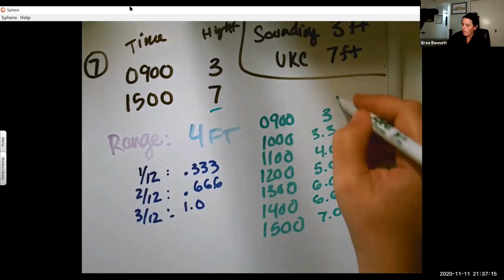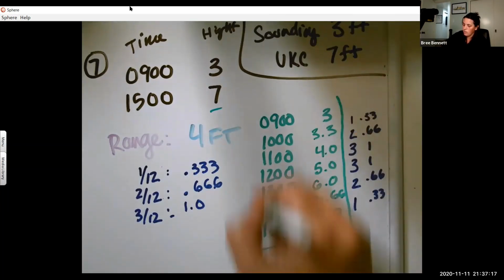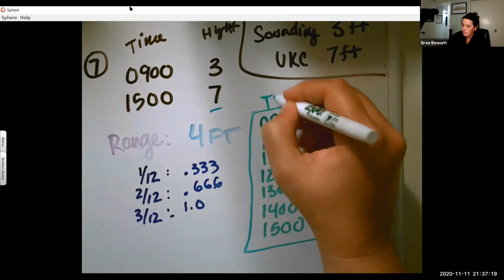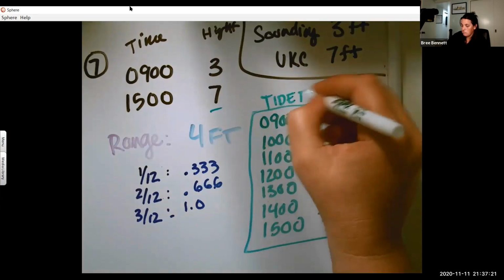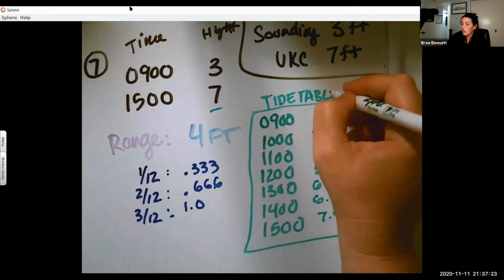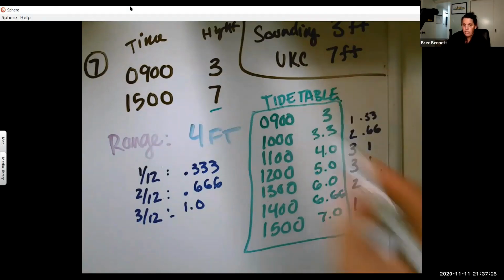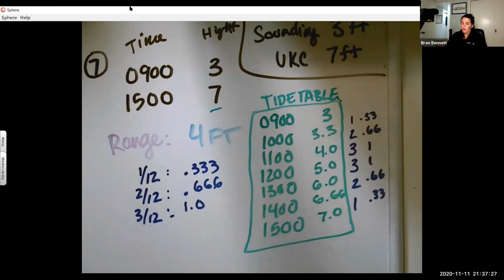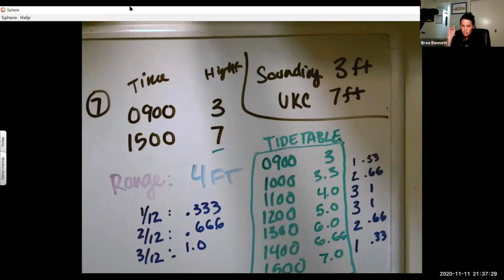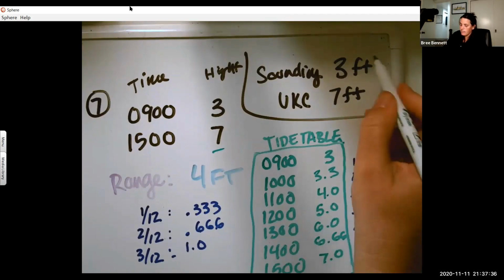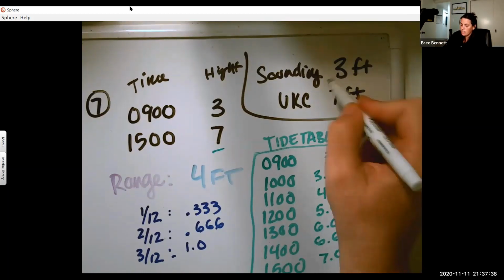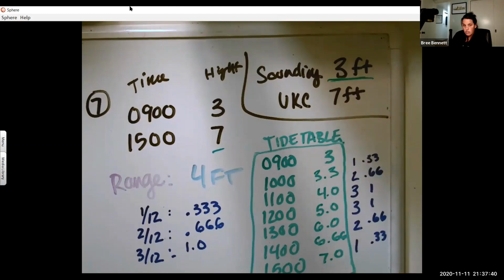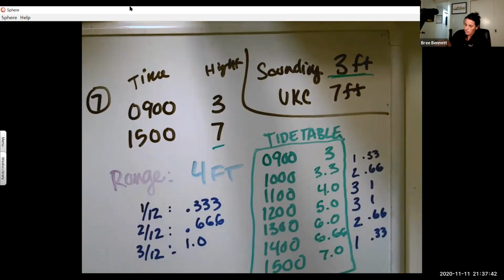So I kind of have an hourly tide table of what my tide is doing by the hour. So then I'm going to go back to the question here. Our question was, we have an obstruction with a sounding of 3 feet. So let's erase this.